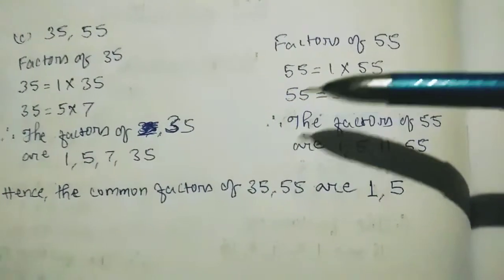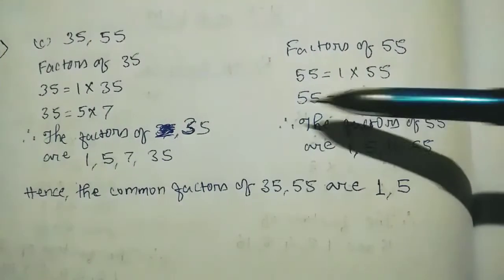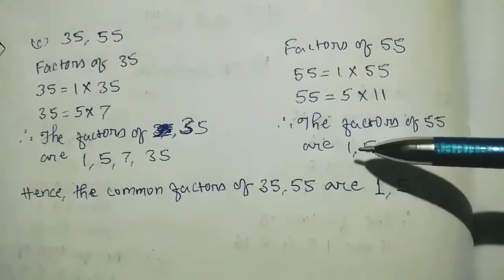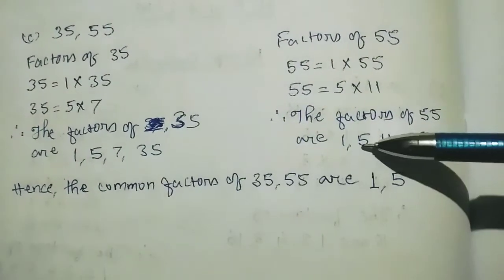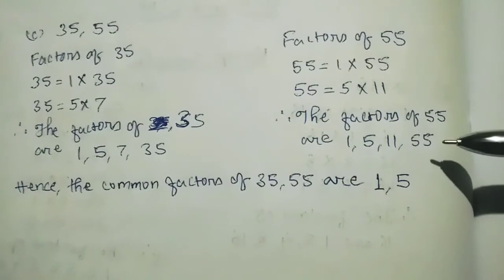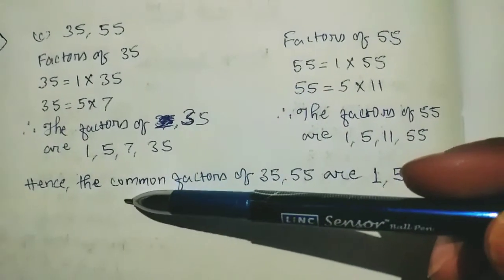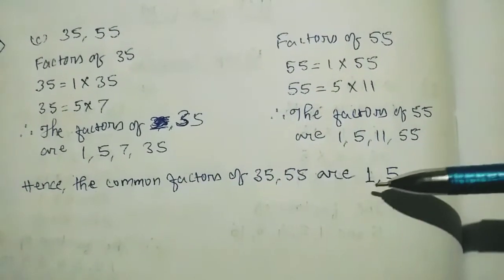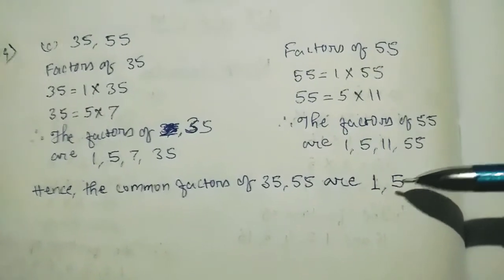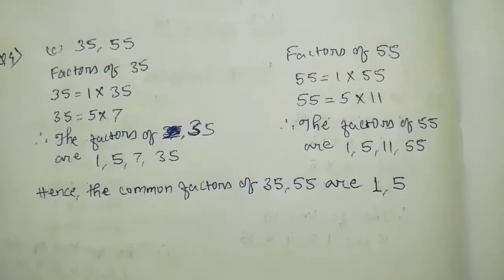Now you have to find out what the common factors between these two numbers are. So you can see 1 is there, 1 is there, 5 is there, 5 is there, but the other two numbers are not present. That is why the common factors of 35 and 55 are 1 and 5. Only these two factors. Okay, understood?